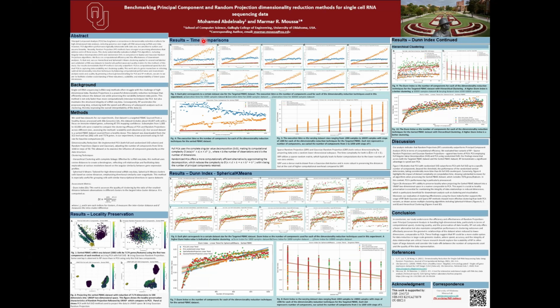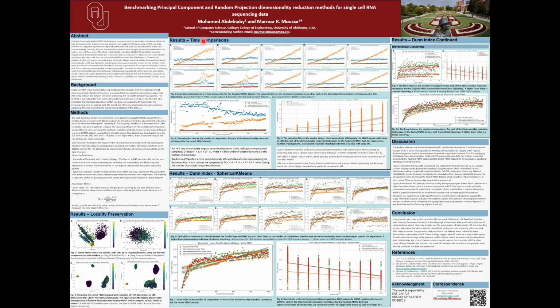And in this research project, we used two datasets for our experiments. We used a targeted PBMC sourced from a healthy donor, and we also used a sorted PBMC sourced from a healthy donor. For the dimensionality reduction techniques, we're benchmarking PCA and random projection. We used two PCA versions, the full PCA and the randomized SVD solver PCA. In the case of random projections, we're using sparse random projection and Gaussian random projection.